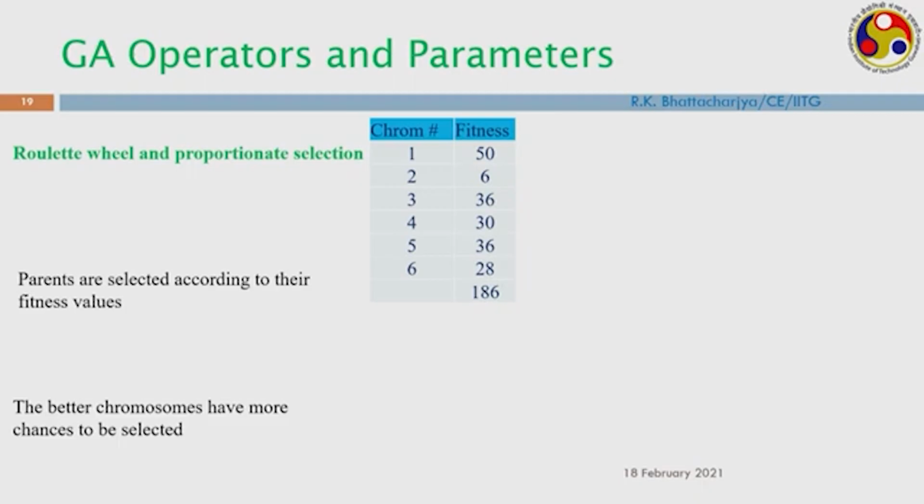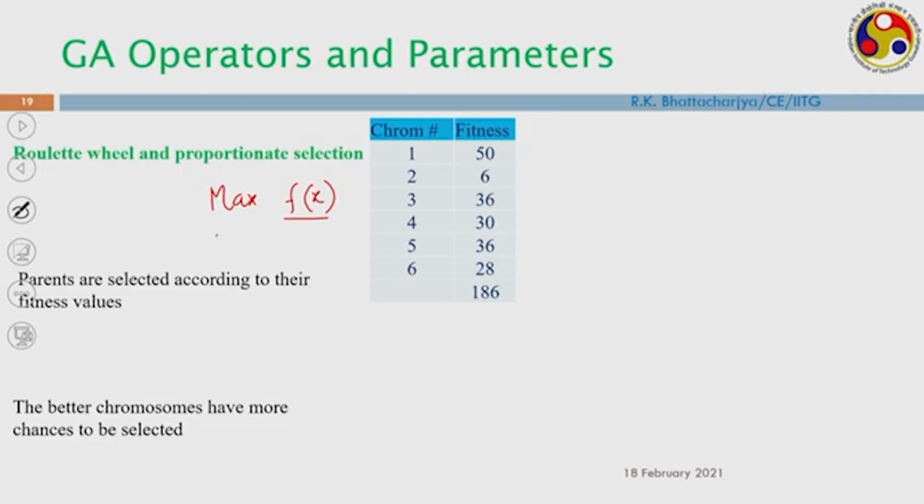Now, the question is that in the last class I discussed how to define fitness value. Suppose it is a maximization problem. In that case I can take the objective function as the fitness function. Whatever the objective function is, it can be taken as a fitness function. So the higher the objective function value, the better the solution.